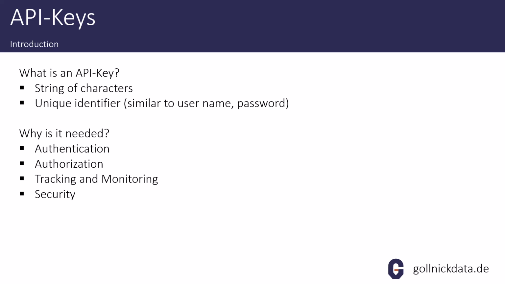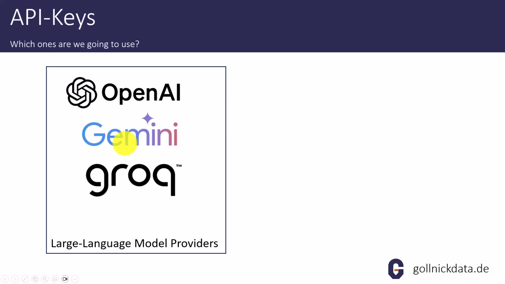And then you can also use it for tracking and monitoring. You can check how much you used a certain service, how much cost was created by using a service, and this is quite helpful. Good, and finally, it can be used as a security measure. While this is not a very robust security measure on its own, it's a basic layer of protection against unauthorized access. So you're basically forced to create API keys for all the different services that we are going to use in this course.